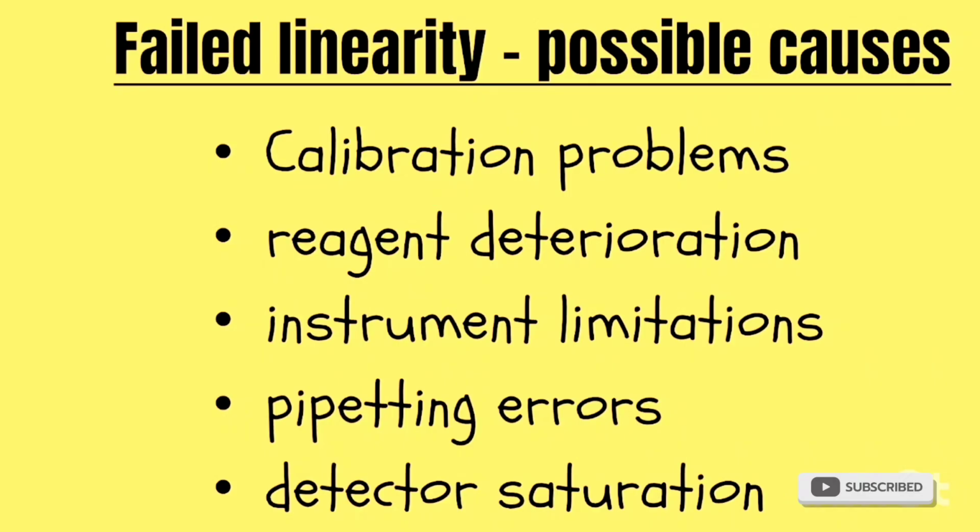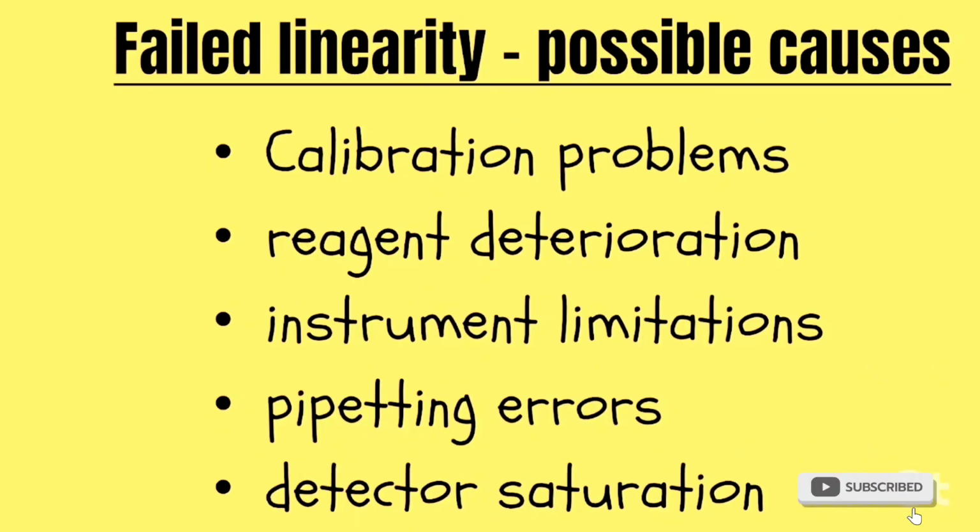So calibration problems, reagents starting to deteriorate, or instrument limitation, okay, maybe we're not following the monthly maintenance or weekly maintenance or quarterly maintenance, as the case may be. Once there is a systematic error somehow, that can lead to linearity starting to fail, okay? So this is the possibility why linearity failed.